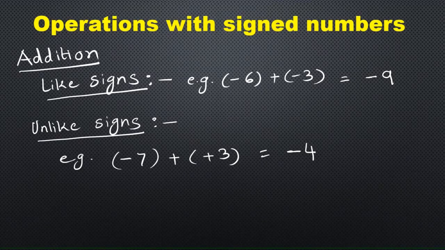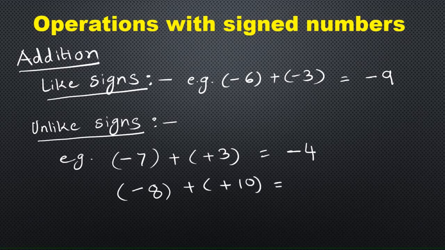Let's have another example. -8 plus 10. 8 has a minus sign and 10 has a plus sign, and the difference between 8 and 10 is 2. So I write here 2, and the bigger number is 10, which has a plus sign. That's why I write a plus sign here. So we get -8 plus 10 equals +2. Now let's see the subtraction.